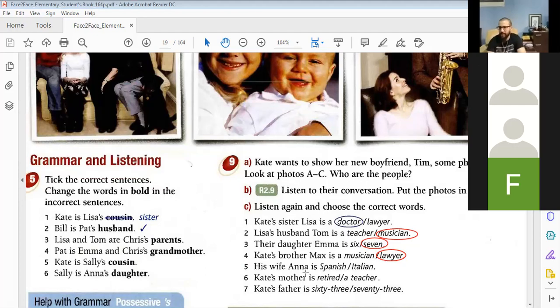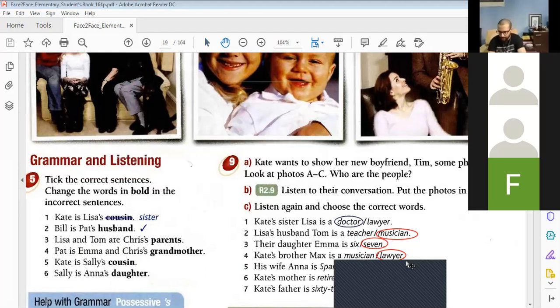What about Anna, his wife? Italian. Okay. And Kate's mother? Teacher. She's a teacher. And Kate's father? How old is he? 73. Okay, let's check. Let's listen again. Let's check the story. Let's find out.